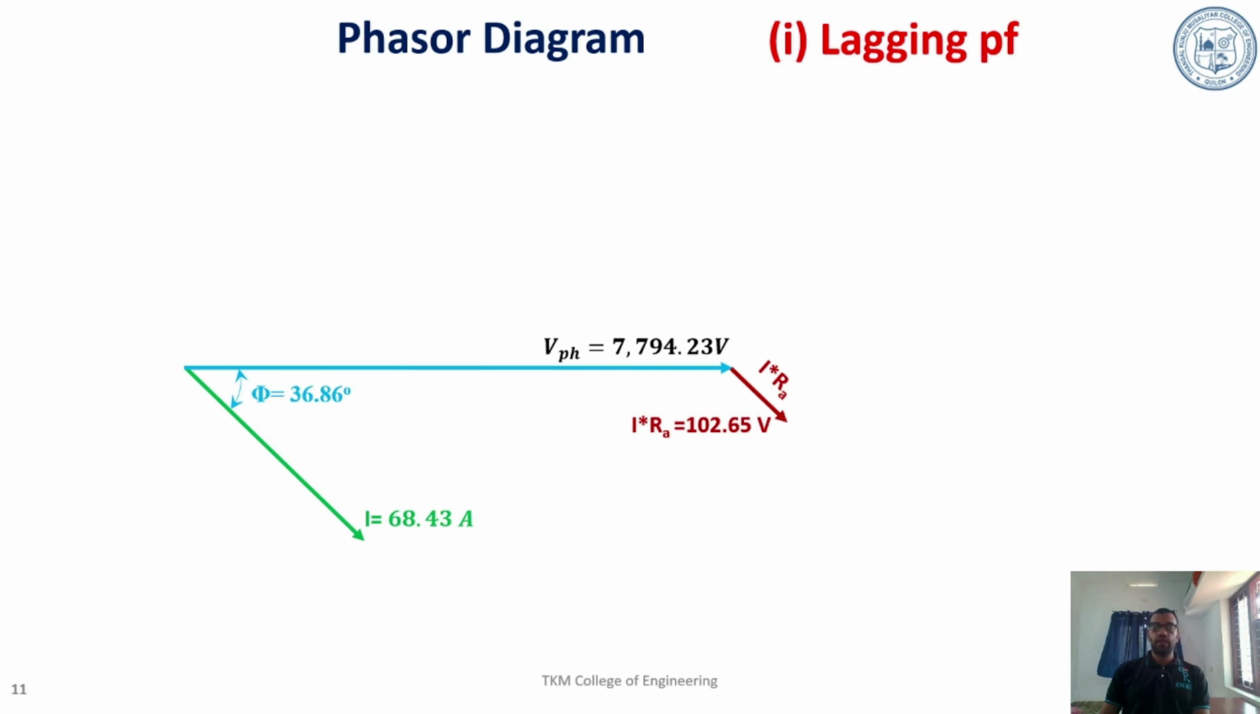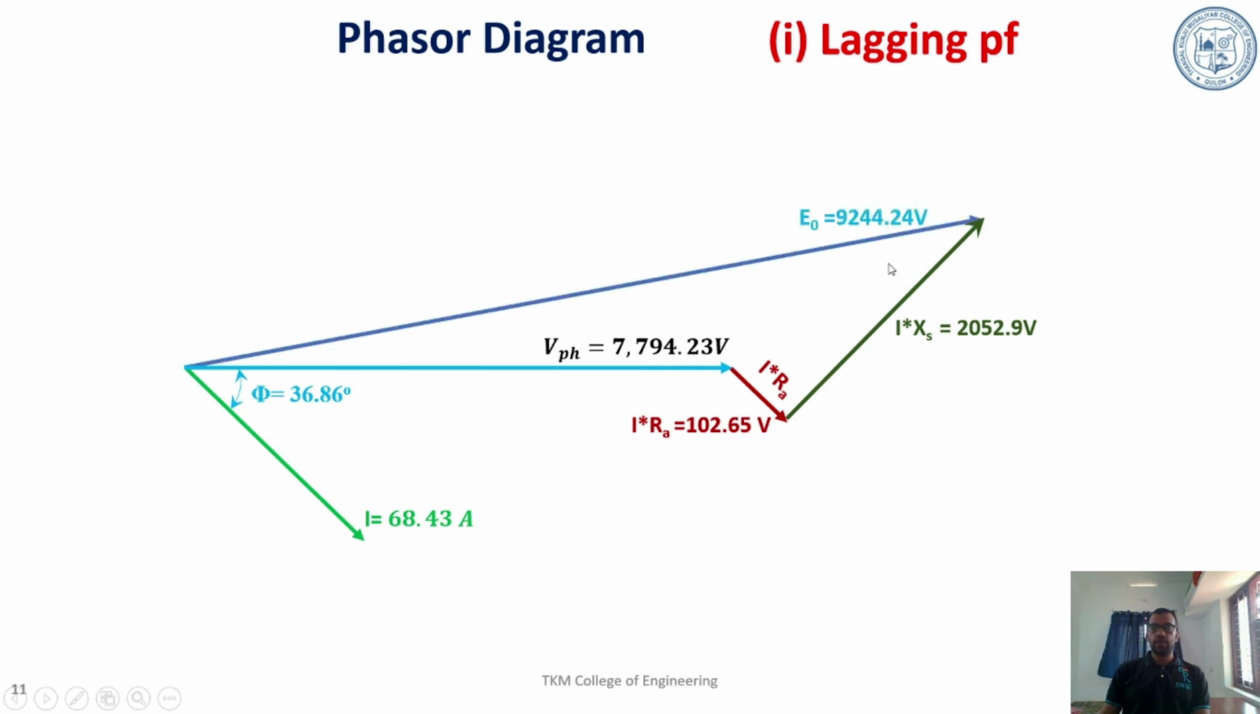Then we need to consider the I into Xs drop. I into Xs drop is leading the armature current by 90 degree. So this is the I into Xs phasor, which is coming around 2052.9 volt. Now by joining this point and this point, that phasor gives E0. E0 is the no load induced EMF and it is coming as 9244.24 volt. This is the angle between E0 and V, that is the load angle or power angle.